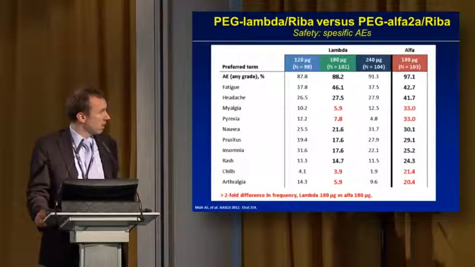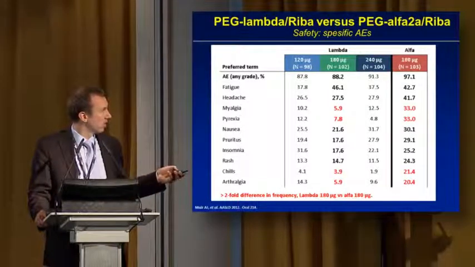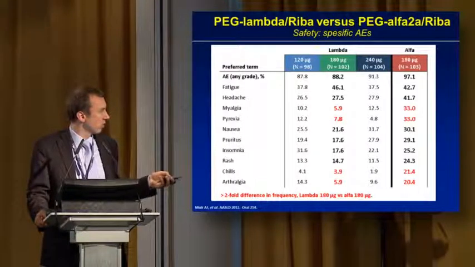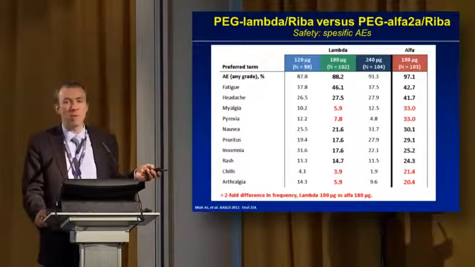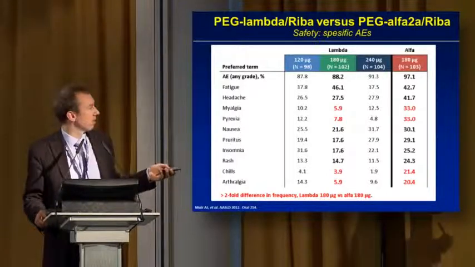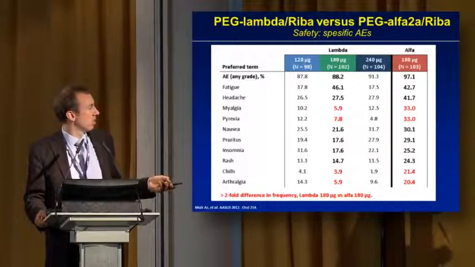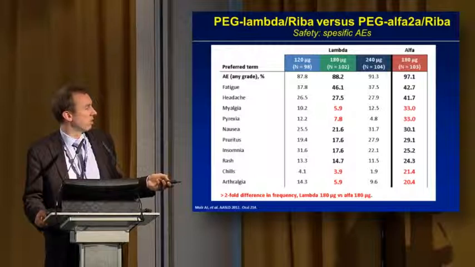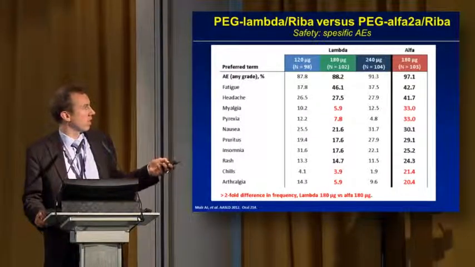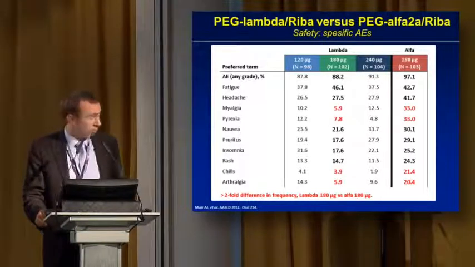Next slide. Here you can see the rates of typical side effects caused by interferon alpha. These are fatigue, the musculoskeletal side effects. You have also the insomnia, some rash, arthralgia, and you can see indeed the numbers are much better for interferon lambda. Myalgia, 6% versus 33%, pyrexia, fever, 8% versus 33%, and also here the chills, arthralgia, very low numbers here with interferon lambda at 180 micrograms in comparison to interferon alpha. So obviously the side effect profile is really better.